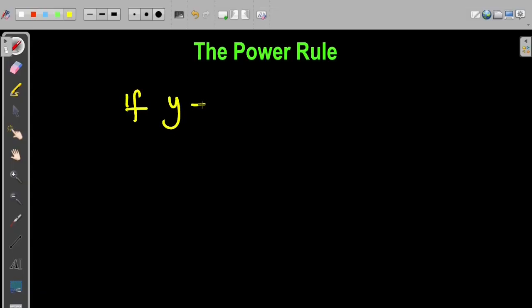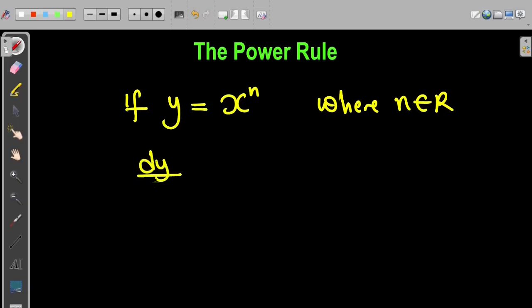Now, if y is equal to x to the power of n, where n is a real number, the derivative of y with respect to x, dy over dx, is equal to the index n multiplied by x to the power of n minus 1.